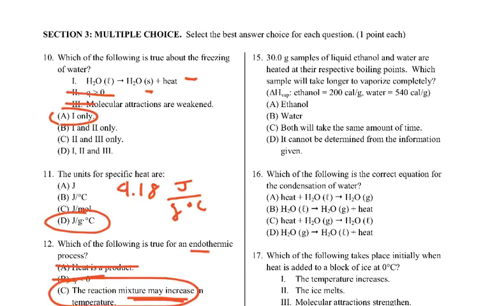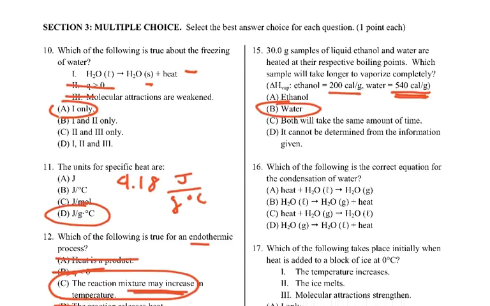Okay, 15. 30-gram samples of liquid ethanol and water are heated at their respective boiling points. Which sample will take longer to vaporize completely? Okay, the delta H of vaporization of ethanol is 200, and for water it's 500. These are in calories, that's okay. So we can see that water is going to have a greater resistance to change, so water is going to be our answer. That will take longer to vaporize, so the answer is B, water.